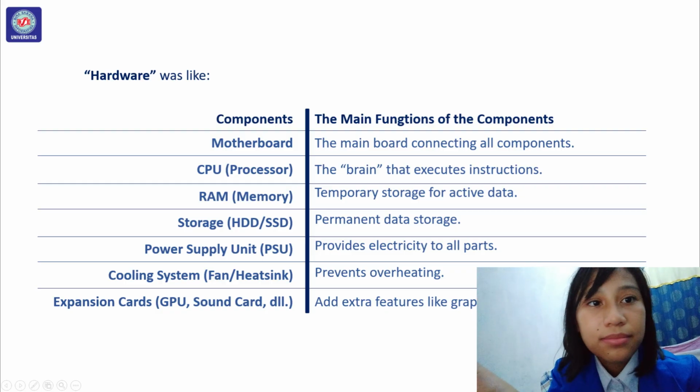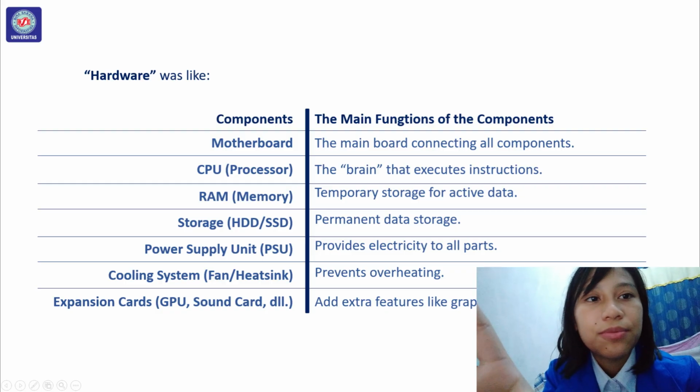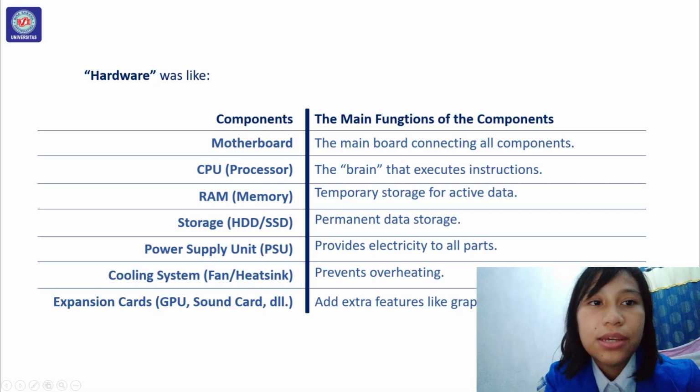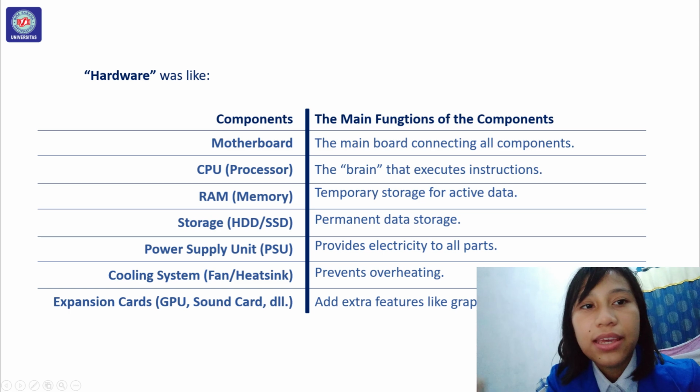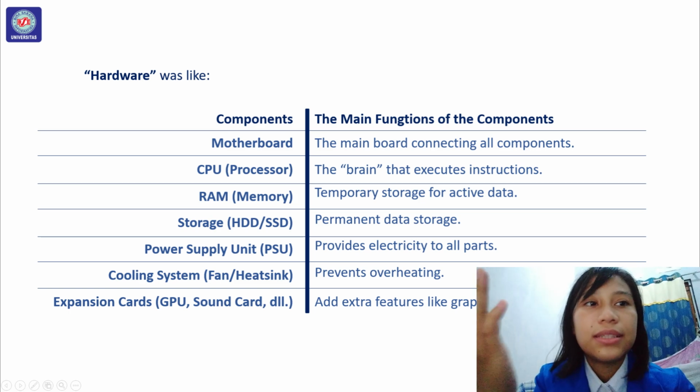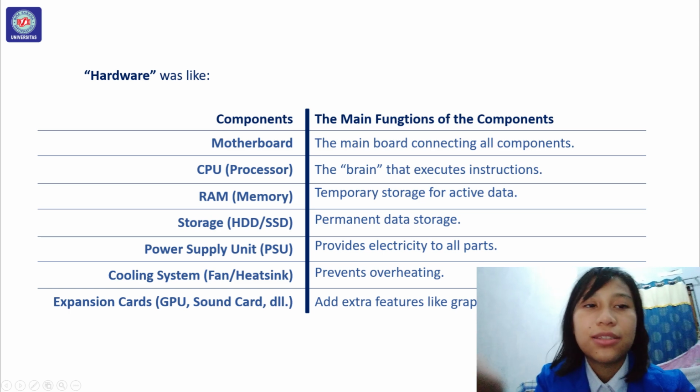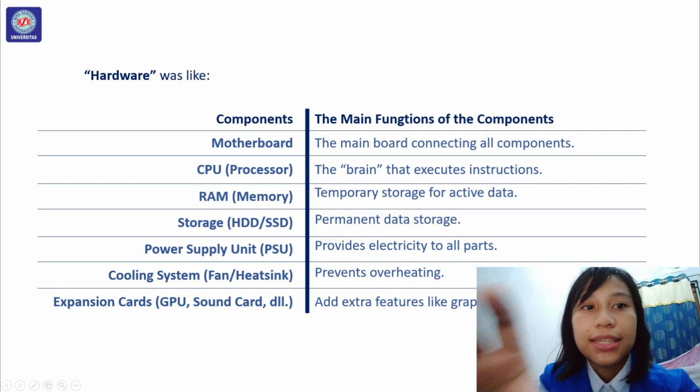Next is RAM. This is temporary storage for active data. And next is the storage. It can be an SSD or hard disk. This component acts like storage to save the data.